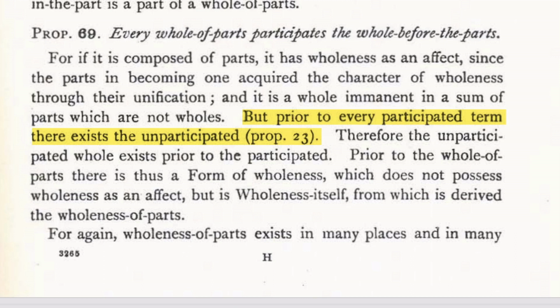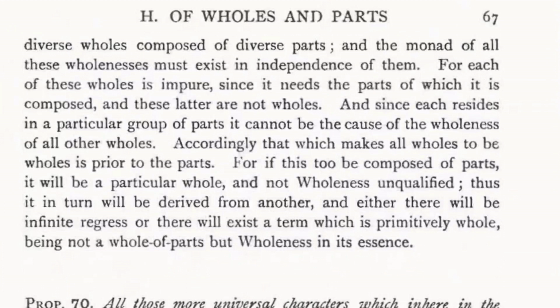"For again, wholeness of parts exists in many places, and in many diverse wholes composed of diverse parts. And the monad of all of these wholenesses must exist in independence of them." So in other words, we can talk about a whole computer, a whole air conditioner, a whole body, but these examples of whole must participate in whole itself, which is beyond any of these particular wholenesses.